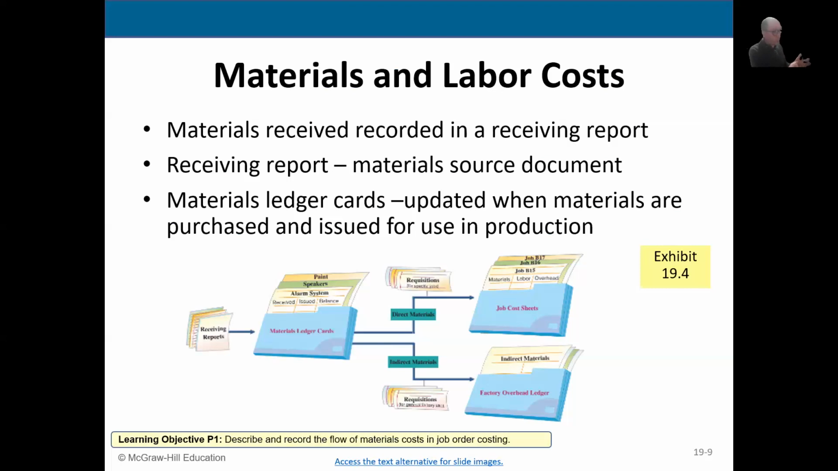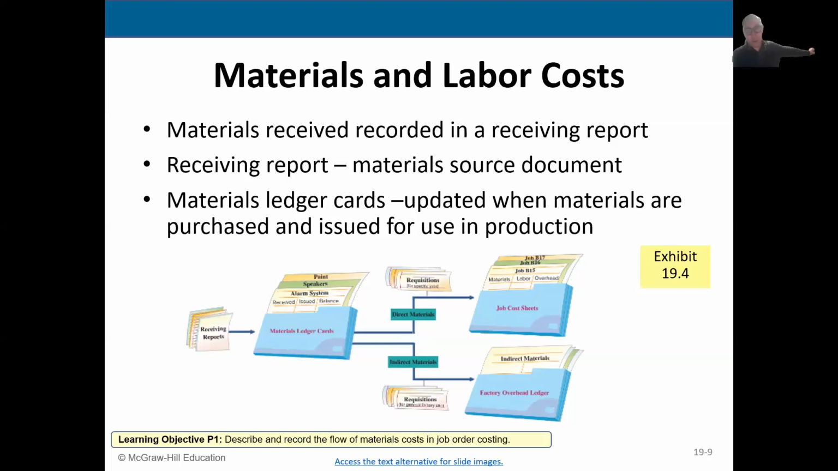We record all of the purchases and receipts using what we call material ledger cards. They help track the inventory for raw materials. We classify those based off of what those raw materials are. In our alarm system example, we have alarm systems, speakers, paint, etc.